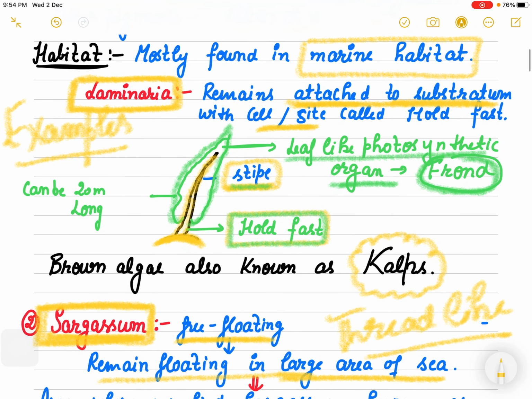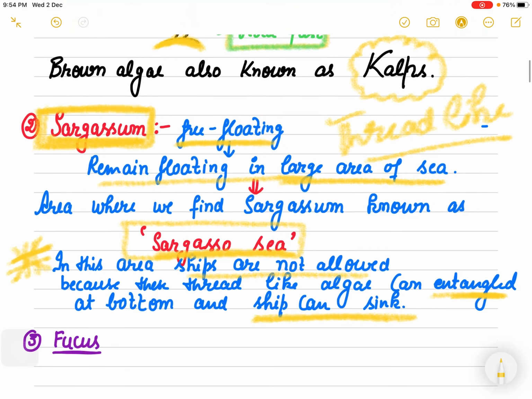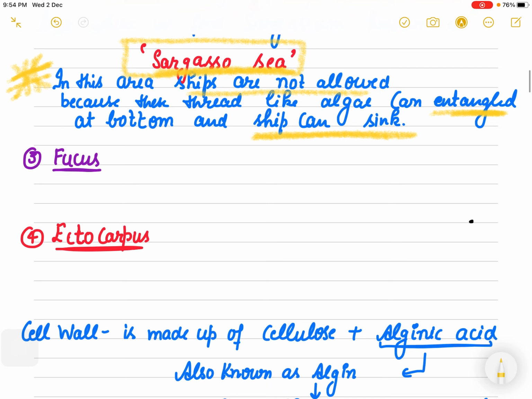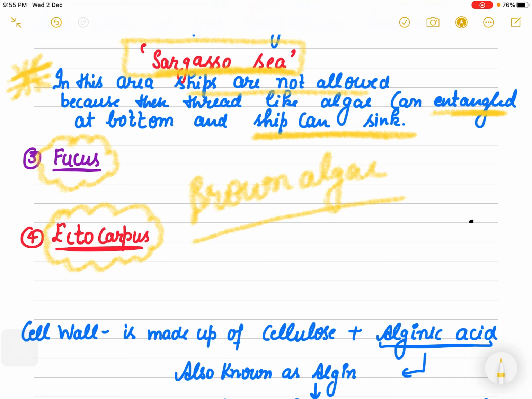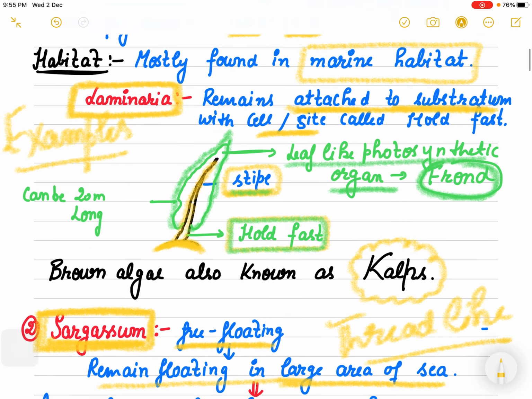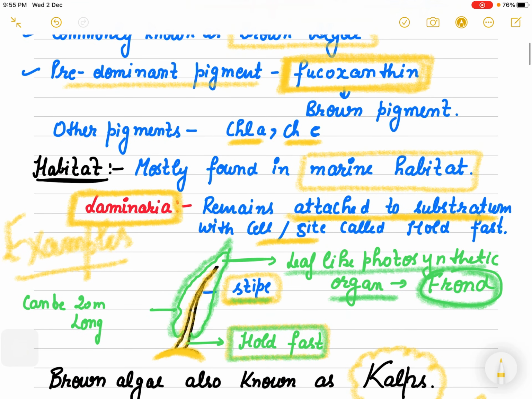So sargassum and laminaria are examples of brown algae. Then there are other examples, fucus and ectocarpus. These other two examples are also of brown algae. Why I have left this space, I will tell you later, because I'm going to discuss these two examples in the reproduction. Fucus, ectocarpus, sargassum, laminaria. Now I think you have an idea.